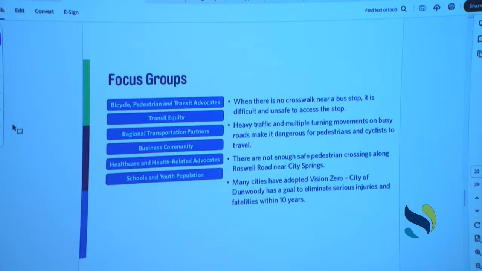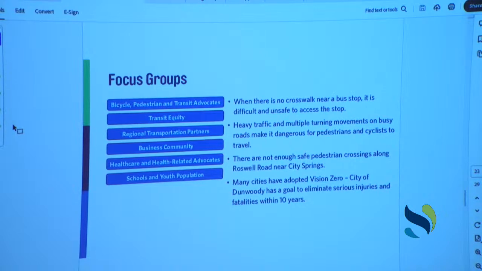We're also talking with several focus groups to inform the plan development, including the bicycle pedestrian transit folks, the transit equity folks, the regional transportation partners, the business community within the city, healthcare and health-related advocates, and also schools and youth population. The last 2 groups we are still planning to meet with. One is scheduled and one is yet to be scheduled. We wanted to be slightly after school closure, so that is in the works.